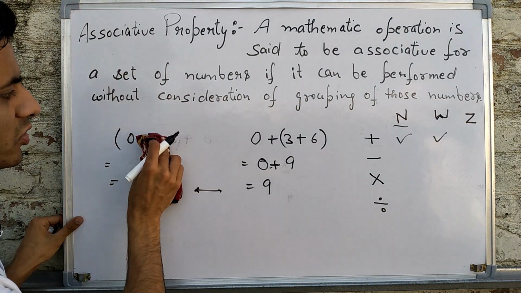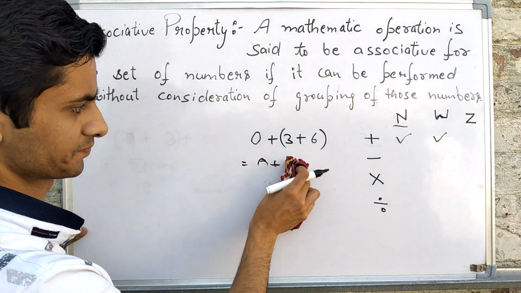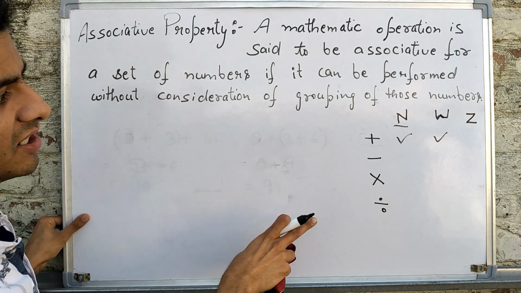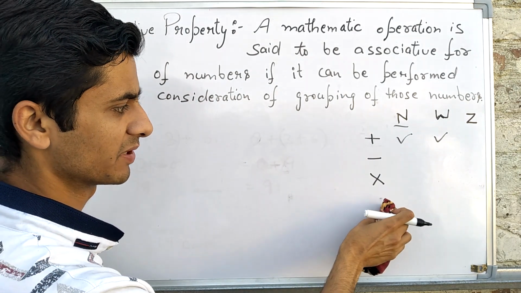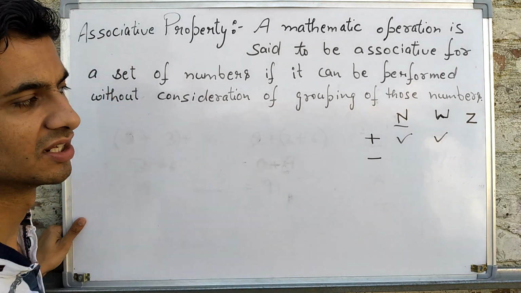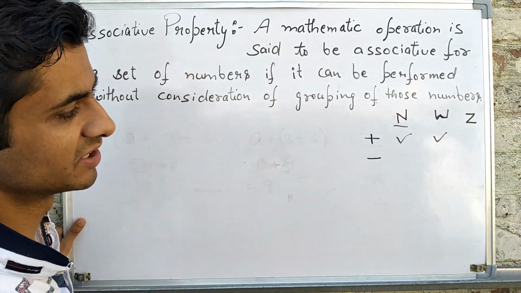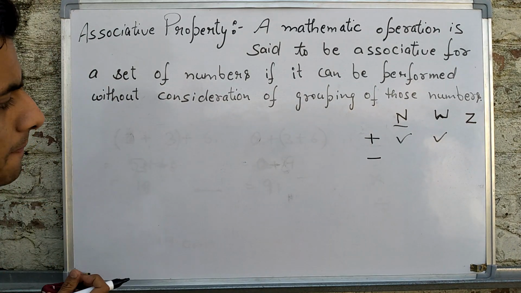Now let us move on to integers. So what about integers? Over here we will limit our focus to addition and subtraction only. Multiplication and division we will do later on, because we have not done multiplication and division of integers. So let us be concerned about addition and subtraction only for the time being.